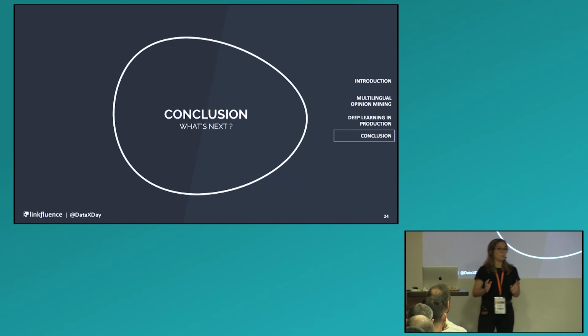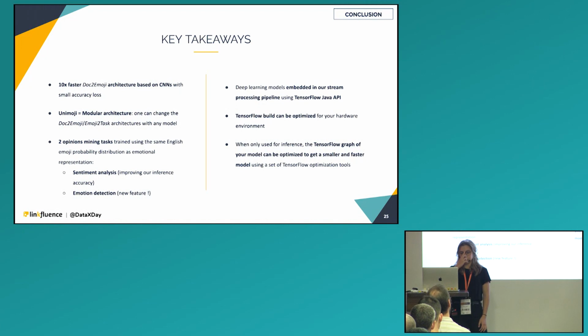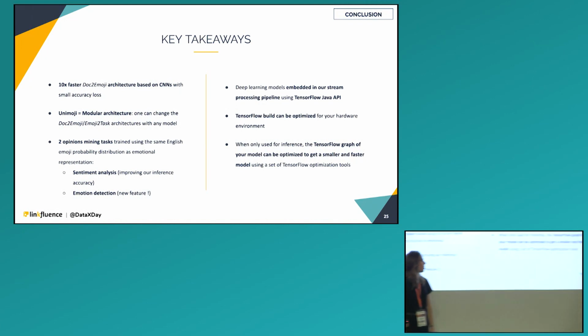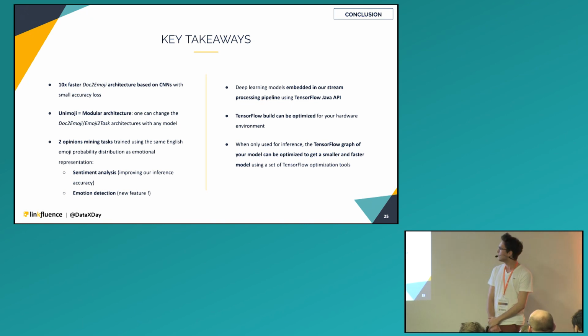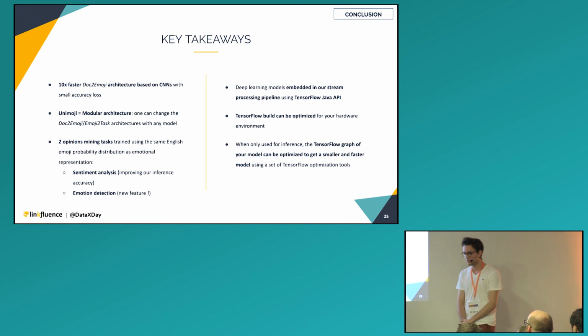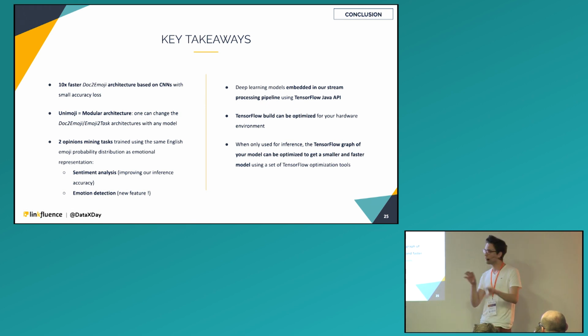So here was how we use TensorFlow in production in our Java stream application processing. And now we'll conclude with the key takeaways. Yeah, so as I said, we developed a 10 times faster architecture based on CNN with small accuracy loss only. But the most important, I think, is the modular architecture that we call DeepMoji that contains the two models, doc to emoji and emoji to task.